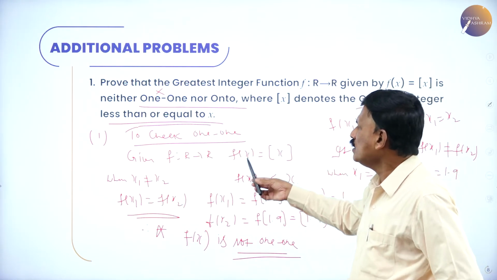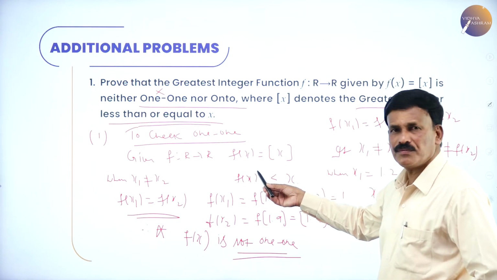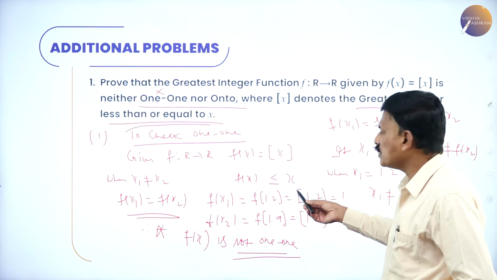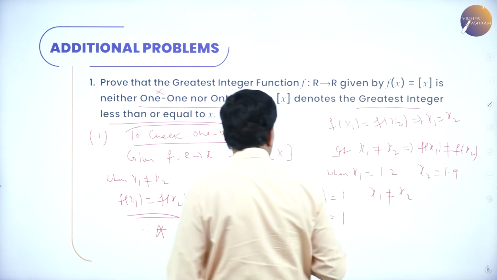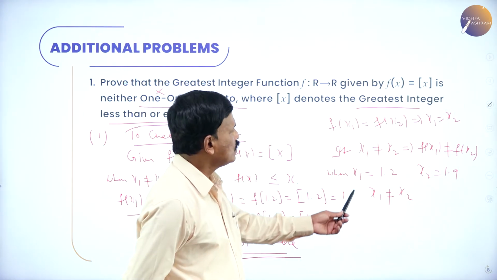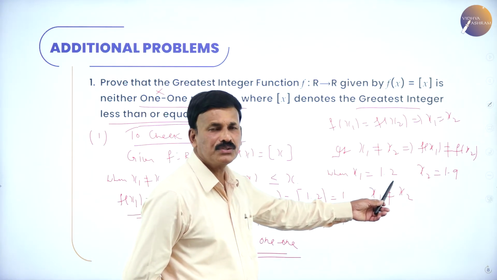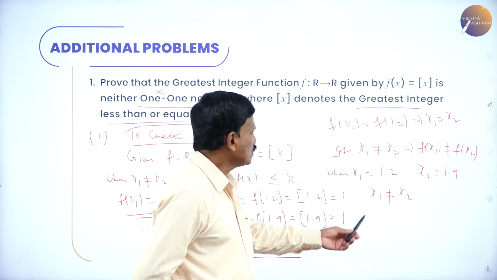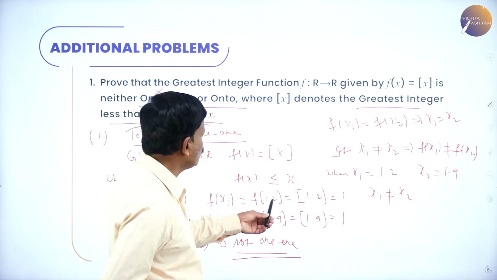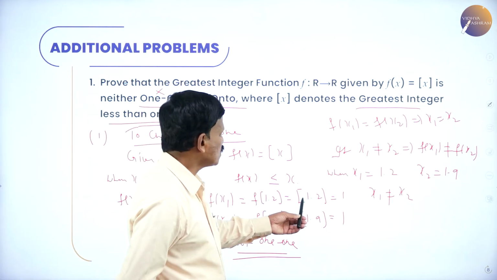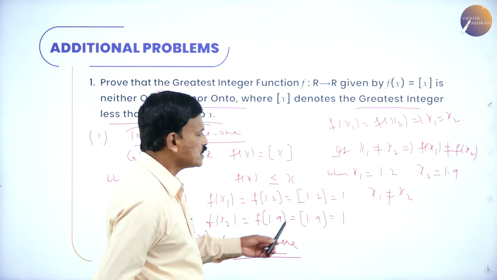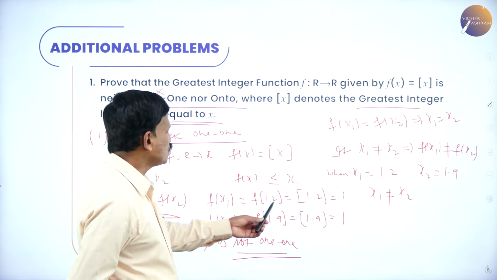See here. Given f from R to R defined by f of x equal to the greatest integer function, the definition itself says it is less than or equal to x. Let us consider what is to verify: when x1 is not equal to x2, f of x1 is also not equal to f of x2. Check this condition. x1 is equal to 1.2 and x2 is equal to 1.9. Since x1 is not equal to x2, verify f of x1, that is f of 1.2, the greatest integer value of 1.2. The greatest integer value of 1.2 is 1, because the integer less than or equal to 1.2 is 1.